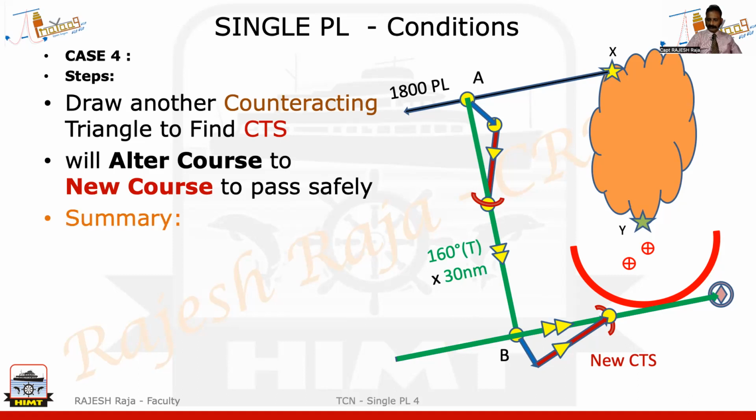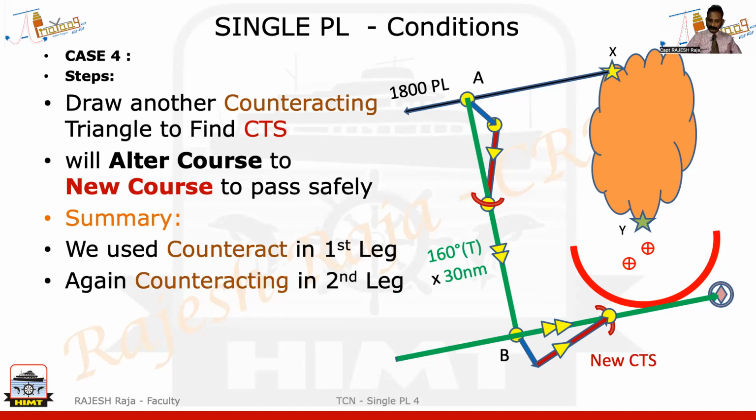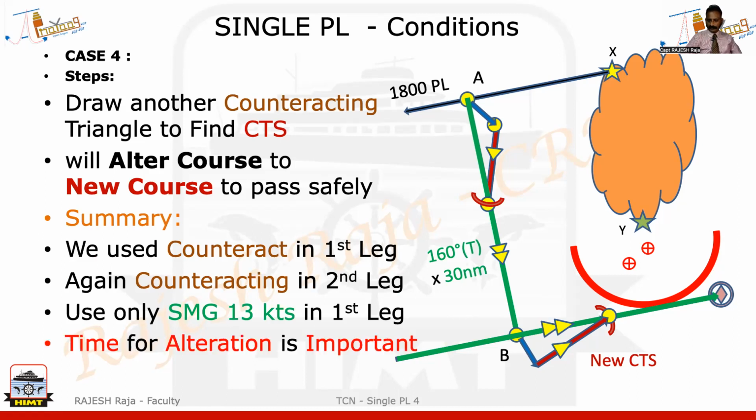A quick summary like what we did in case number 3. Please remember, I did not know the first CTS, so I did a counteracting method in the first leg. I did not know the second CTS, again a counteracting method in the second leg. Very important thing, time of alteration is important, but what do we use? I'm going to use SMG of 13 knots in the first leg to calculate the time of alteration.